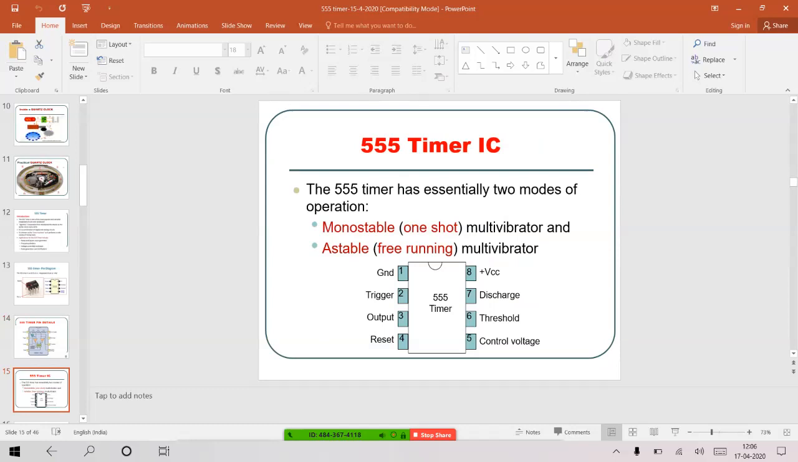So this IC can be operated in two modes. One is monostable mode and the other is astable mode.